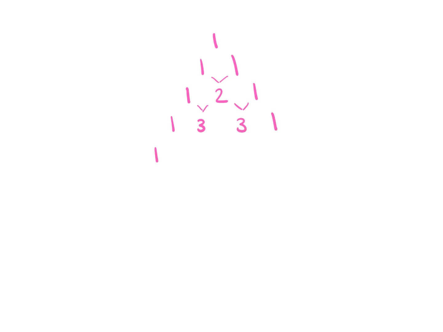The next row starts with a 1. Every row starts with a 1. 1 plus 3 would be 4. What's 3 plus 3? 6. 3 plus 1? 4. And then 1.